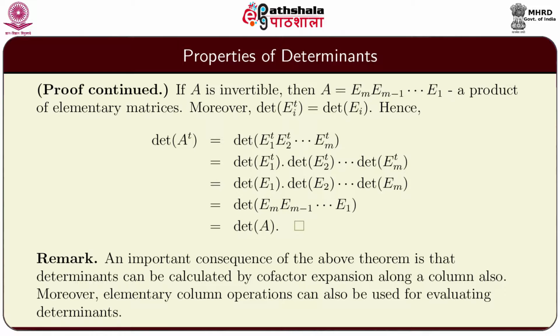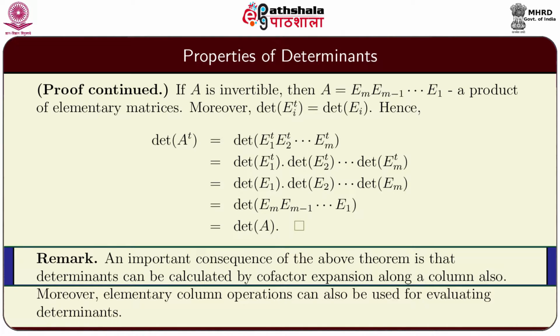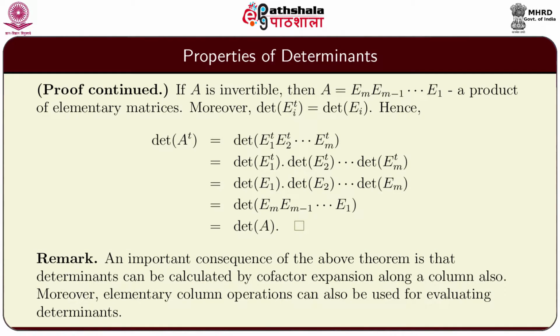Now this remark: an important consequence of the above theorem is that determinants can be calculated by cofactor expansion along a column also. Moreover, elementary column operations can also be used for evaluating determinants. So we see that the concept of rank and elementary matrices are being used frequently.